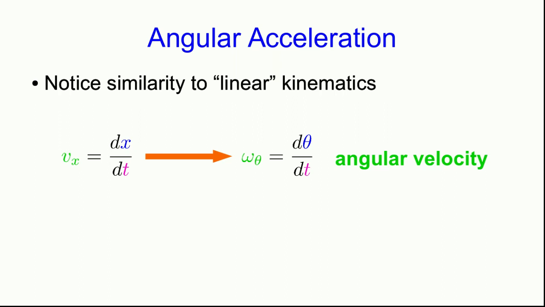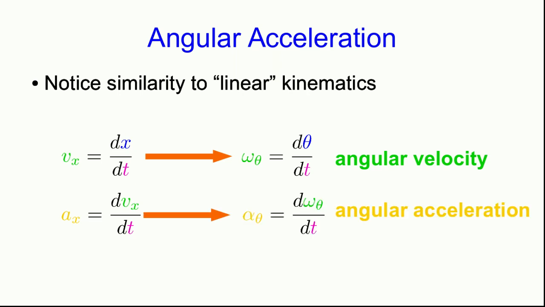Well, we can continue that similarity, because in linear kinematics we were constantly interested in the acceleration, so the x component of the acceleration is the rate of change of the x component of velocity. And so similarly, we're frequently going to be interested in the angular acceleration, the rate of change of the angular velocity. And you can think of the angular velocity and the angular acceleration as related to the angle in exactly the same way that velocity and acceleration are related to position.